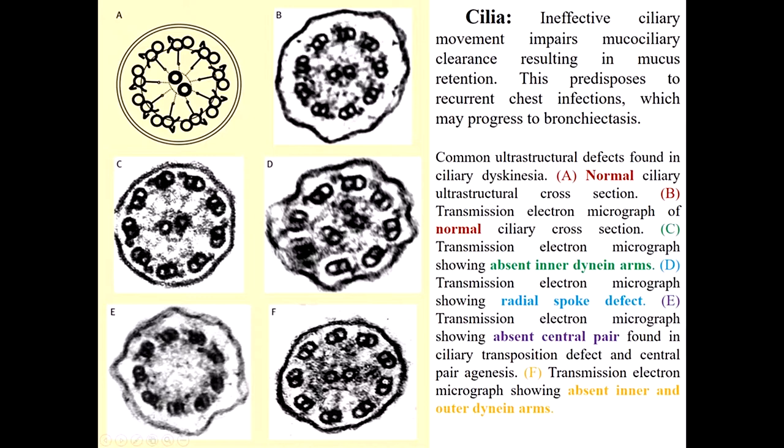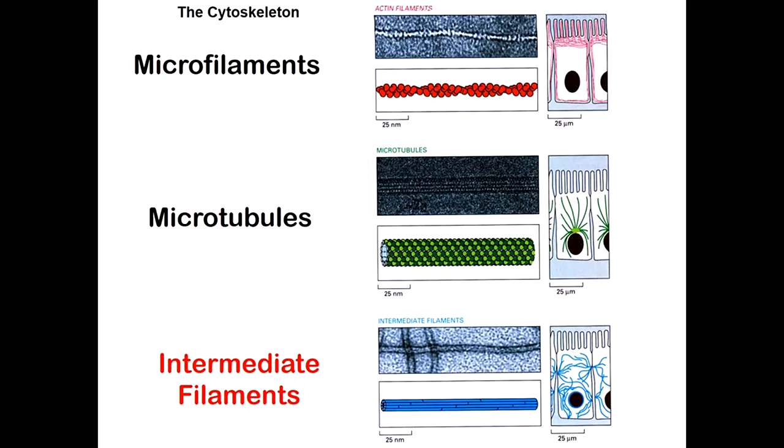Okay, in this one, the inner dynein arm is C. Yeah, D, the radial spokes are absent. In E, the central pair is absent, central pair of microtubules. Or in F, both the inner and the outer radial spokes are absent. So you can have different mechanisms by which the cilia is defective and would be non-motile. These are diseased conditions. Okay, so much for microtubules.